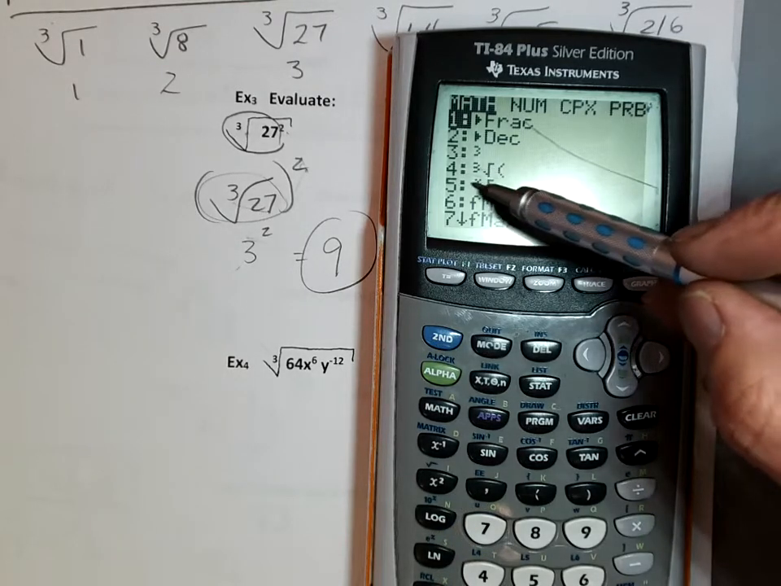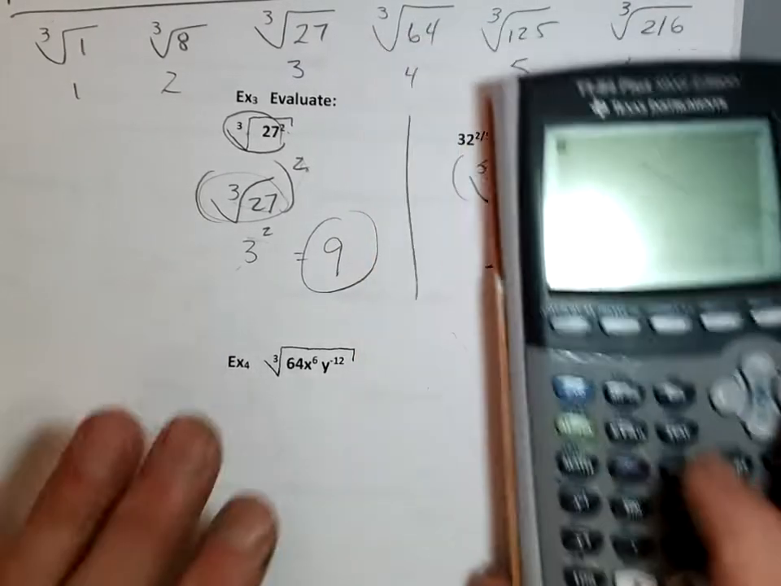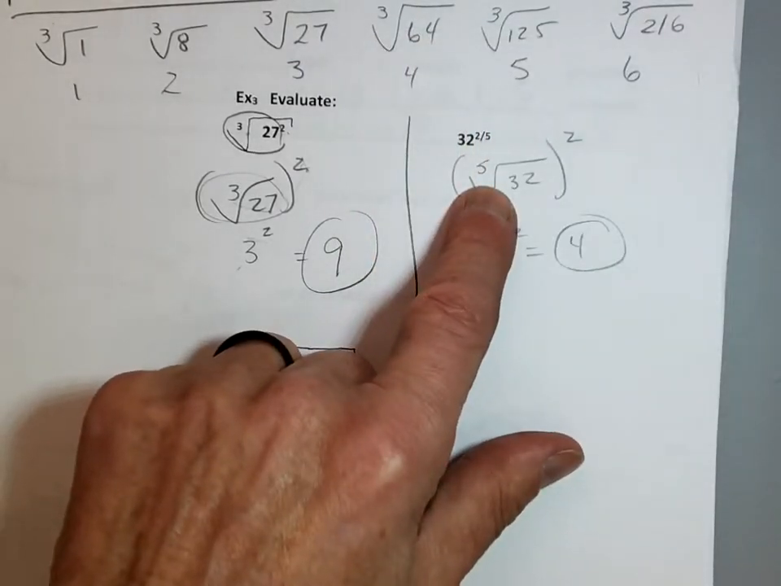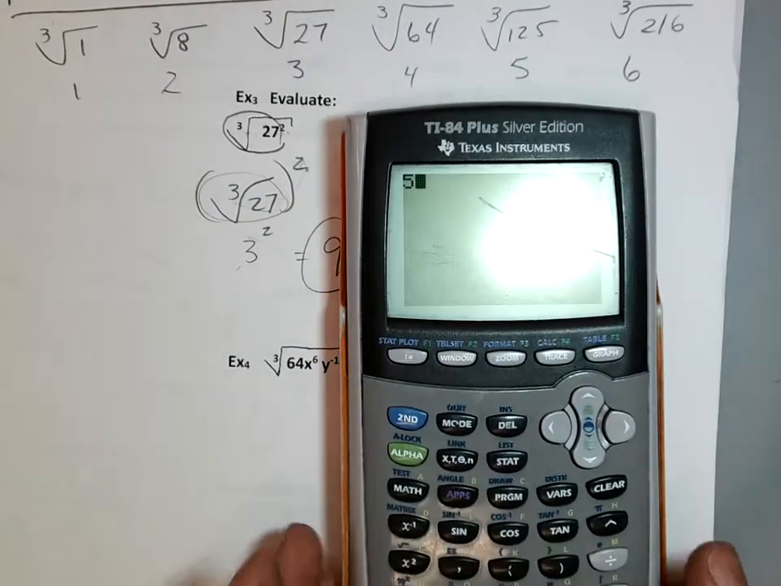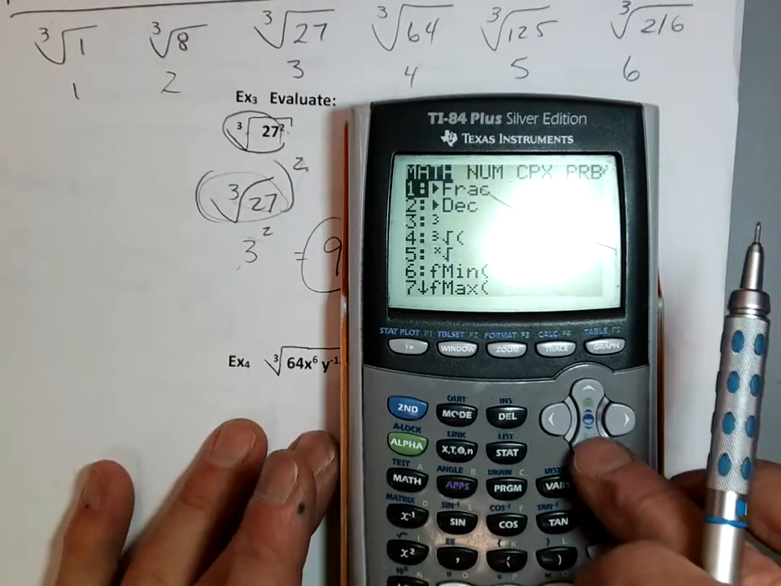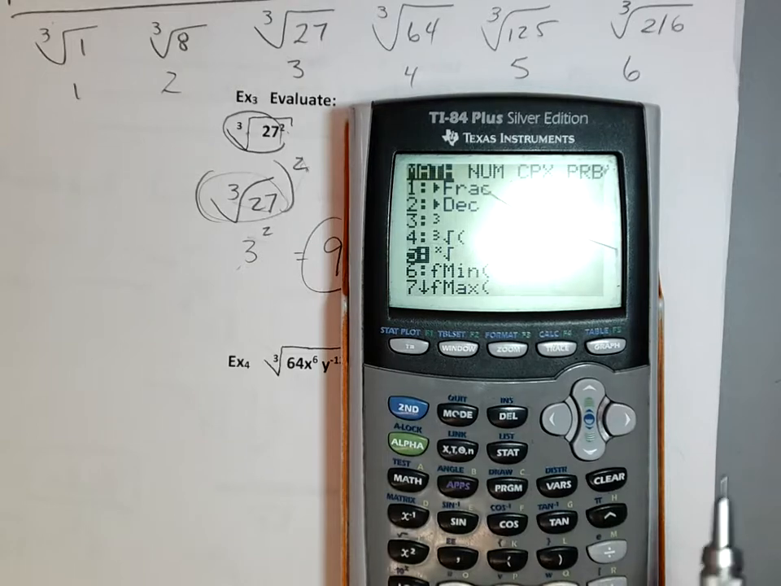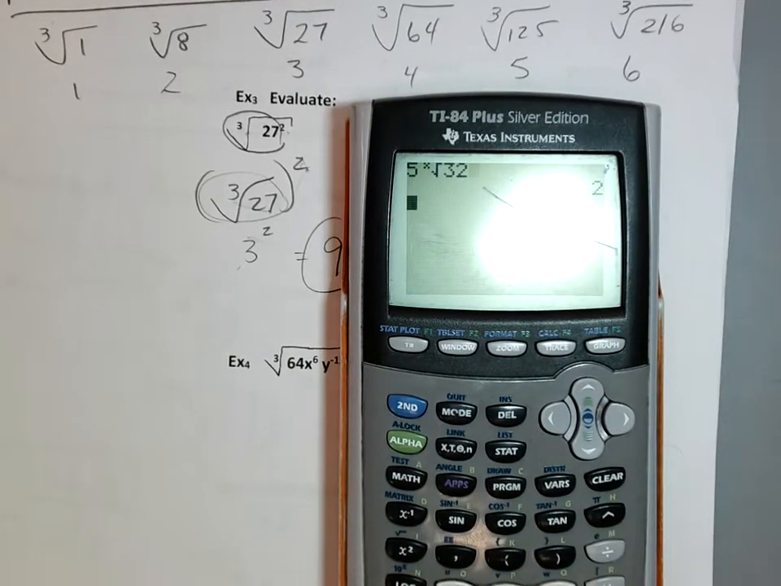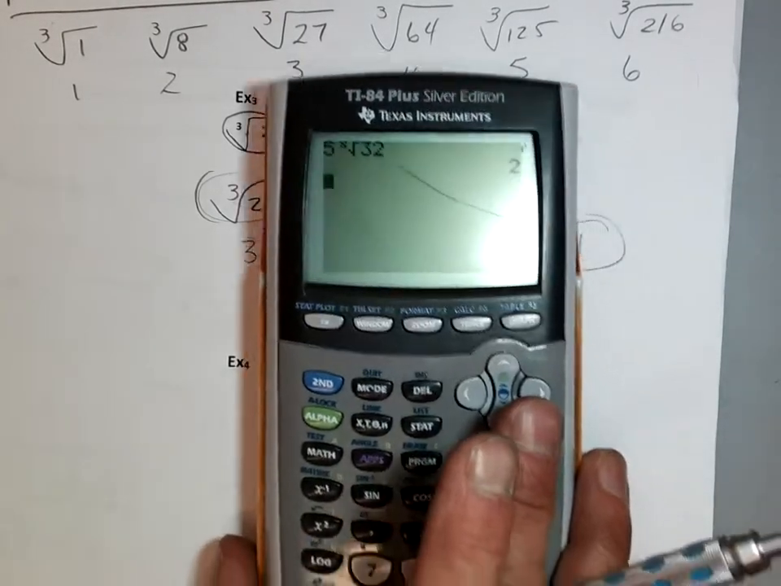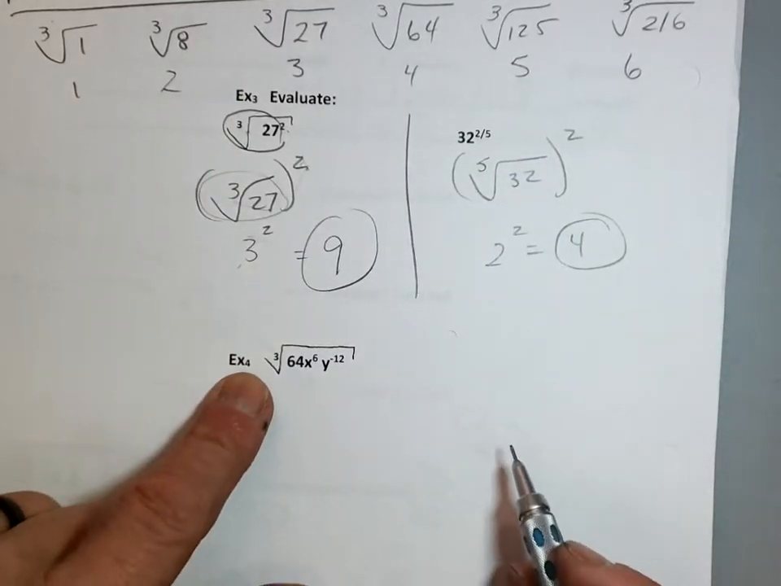So to do this number 5, I got to tell it the 5 first. Okay, so real quickly, if I really wanted to do the fifth root of 32 on the calculator, I'm going to go, okay, 5 first. Then I go to my math, and I go to the x root. So I've told it 5 is the x. Enter. So now it really means fifth root of 32. I get 2, okay? All right. So the calculator can do a lot of these things. There's my 2.